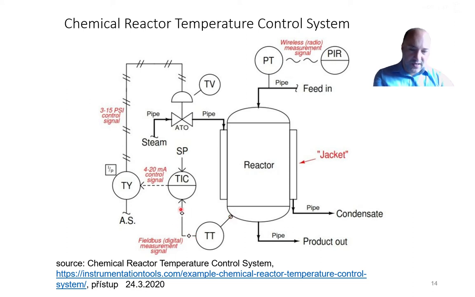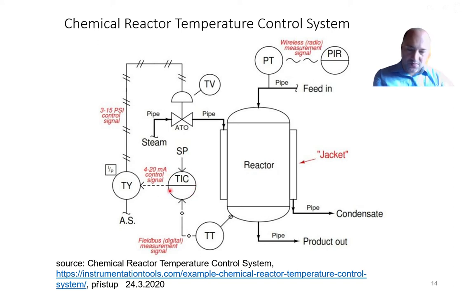This is my signal that is going to a control system. It can be a digital bus, for example. Here is my control system. So I take the temperature, I indicate it locally, and I use it for control. And this is the horizontal line, so this is on a panel, the same as this one. So the pressure and temperature are displayed on some panel in the control room.